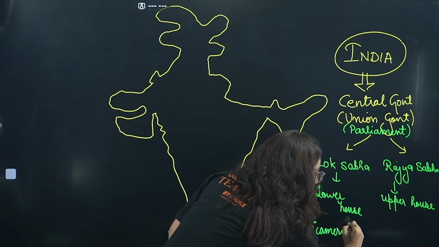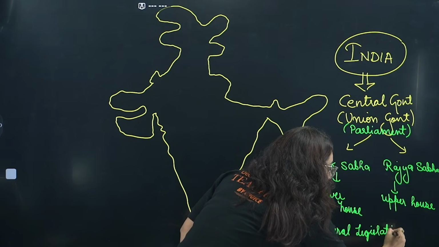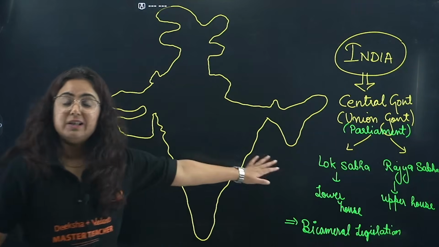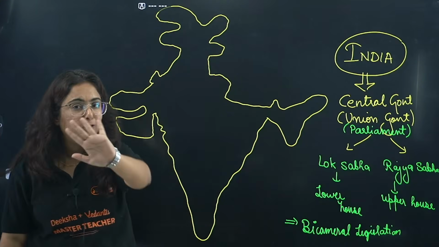But by the way, we call it bicameral legislation. What do we call it? Bicameral legislation, a legislative body which has two houses. Do we have two houses? Yes, Lok Sabha and Rajya Sabha. So we have two houses.